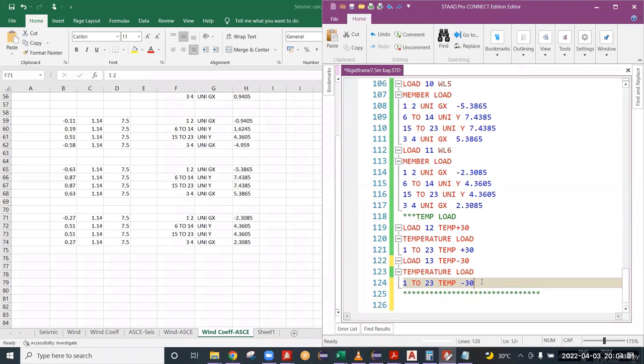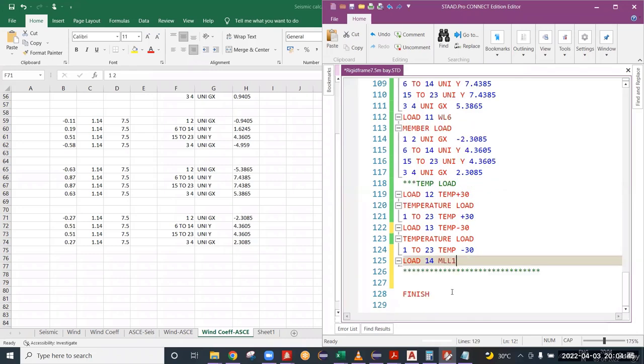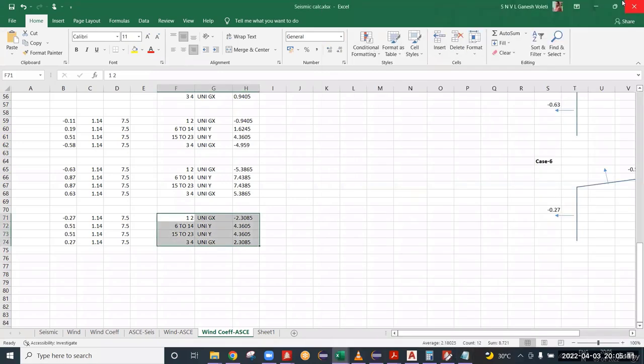One more load, load number 14, mezzanine live load. We are not giving any mezzanine here, so I'm not giving any value. I'm only putting the heading. I'm not giving any load, but I have taken load combinations including this, so I have taken just a dummy load case. If you remove this, you have to remove it in the combinations also. Okay, so now let us see the combinations.